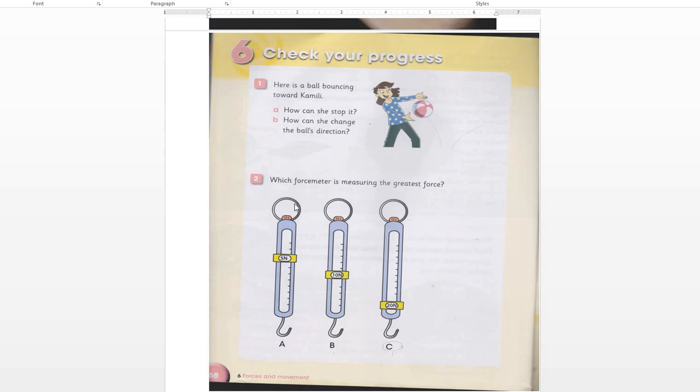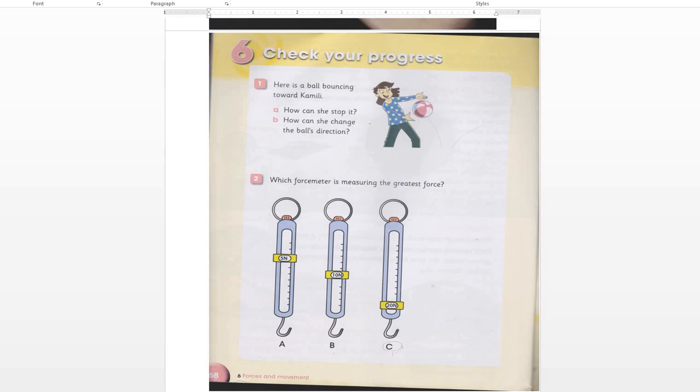Easy. Question number 2. Which force meter is measuring the greatest force? So look at this force meter. A is 5 Newton, B 10 Newton, C is 20 Newton. So which one is measuring the greatest force? We have to follow instruction. A, B, or C? The answer is C, because it is 20 Newton, which is the greatest force.